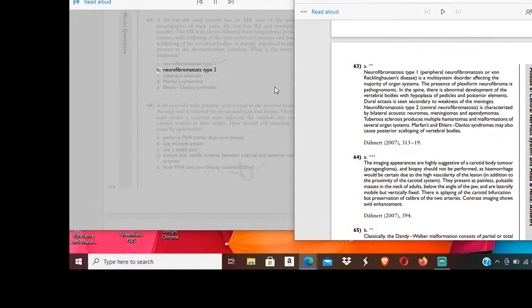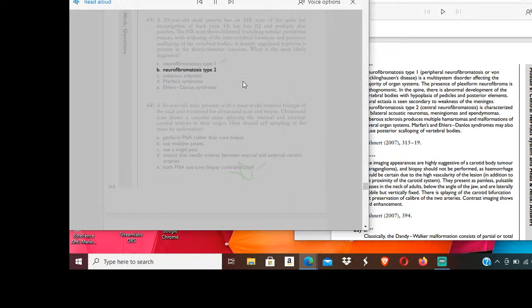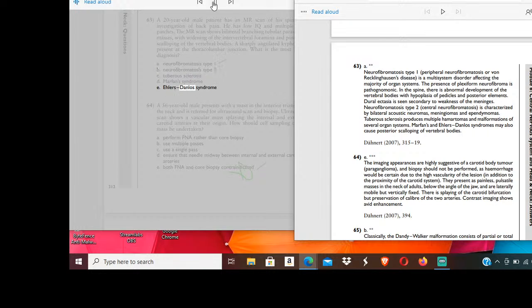A. Neurofibromatosis type 1. B. Neurofibromatosis type 2. C. Tuberous sclerosis. D. Marfan syndrome. E. Ehlers-Danlos syndrome.